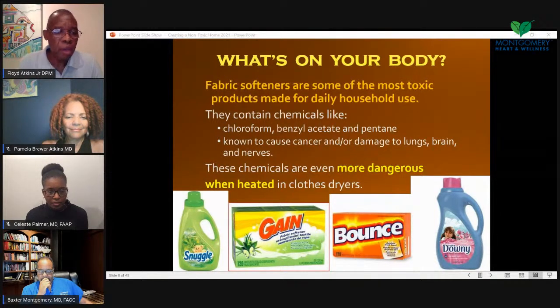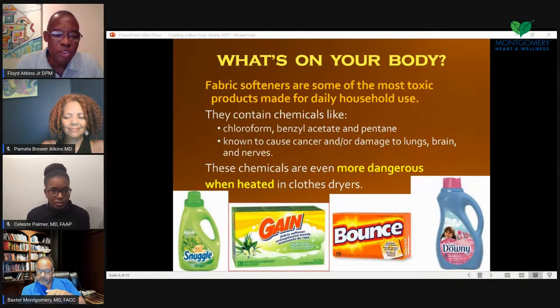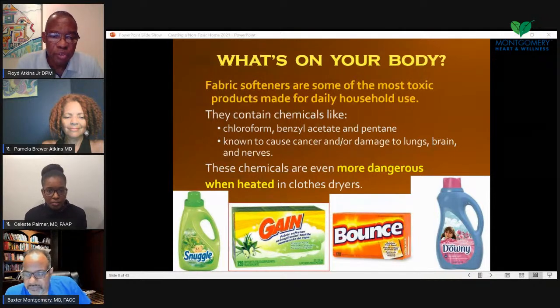So out of everything we have in our household during the day, these fabric softeners are at the top of the list. And they contain the most toxic chemical, chloroform. When we did biology in med school, and when we killed animals in undergrad, we used chloroform to kill the animals to do dissection. Benzyl acetate, pentane, all of those are very toxic organic chemicals.